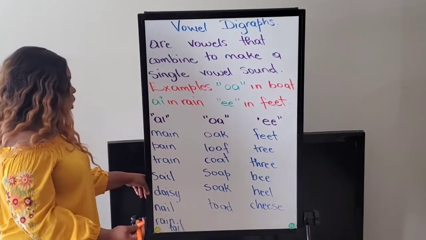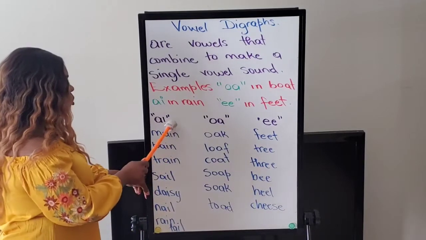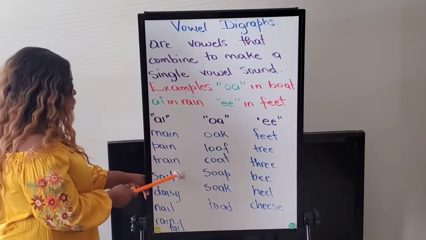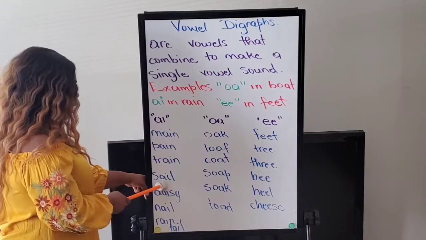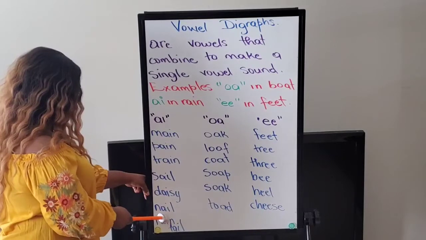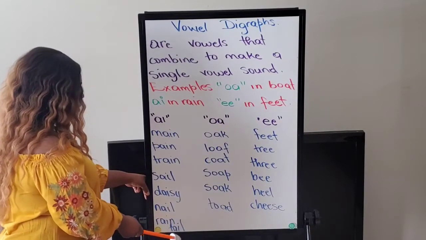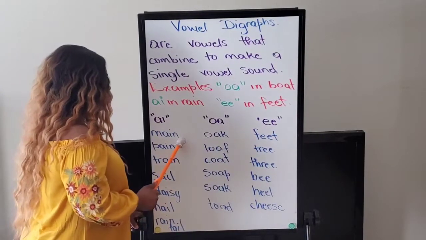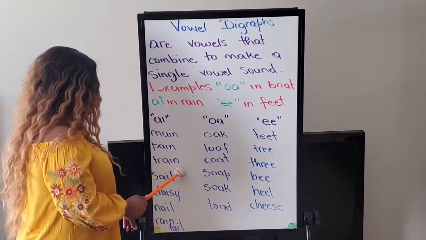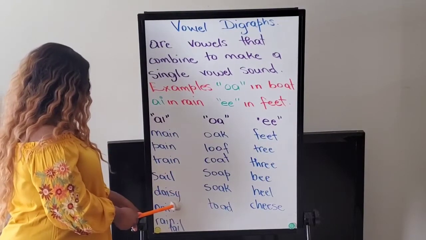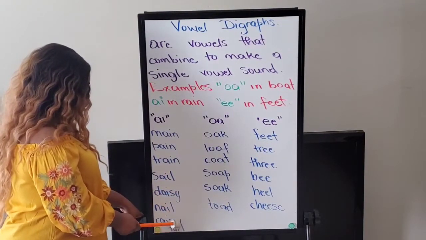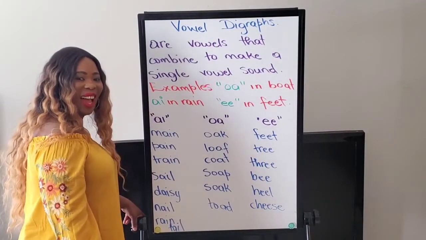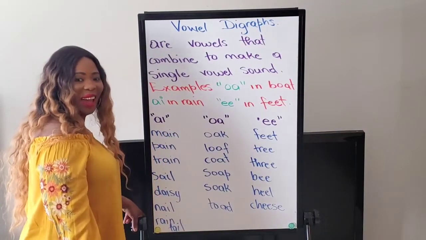Now, here are some words I have for you in AI. We have main, pain, train, sail, daisy, nail, rain, tail. You heard that, right? I'll call them again for you. Main, pain, train, sail, daisy, nail, rain, tail. Okay? These are some vowel digraphs in the AI category.